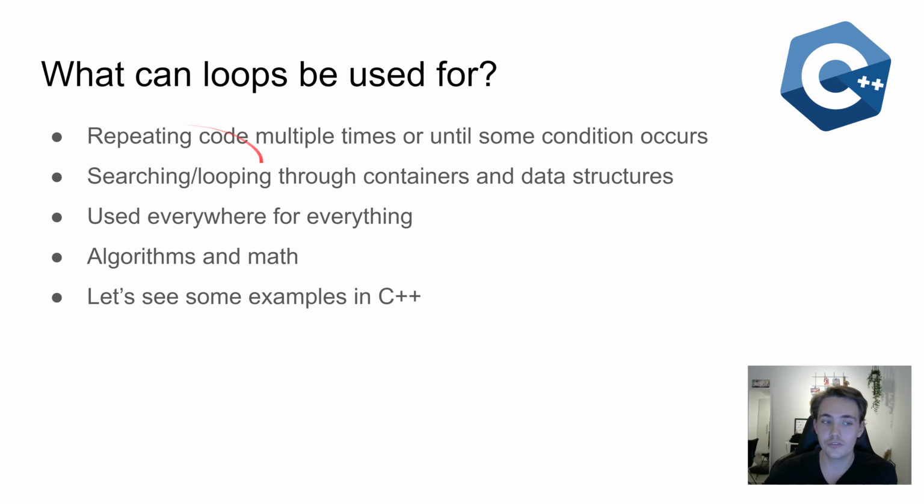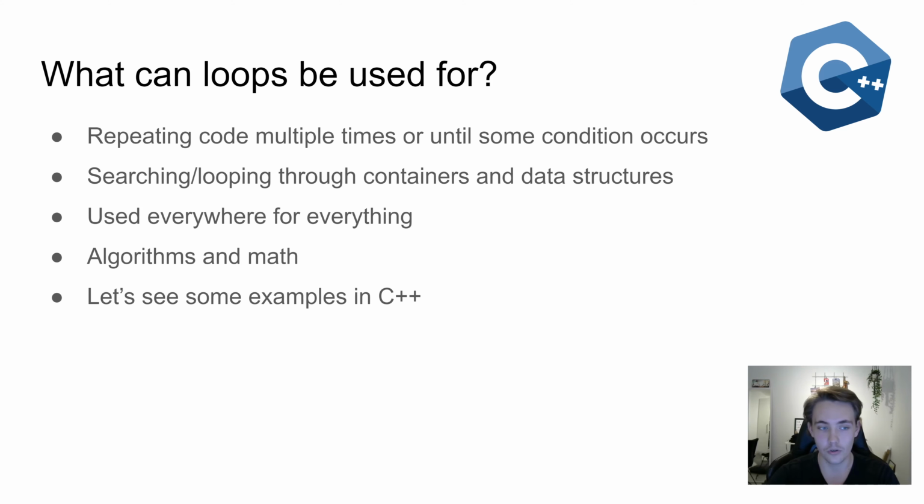We can also use for loops for searching or looping through containers and other data structures. Let's say we have a vector where we have stored some numbers, and we want to search for a number inside that container, or just loop through it. Then we can have a for loop running through all the elements in our container and check if an element is equal to some value that we want to search for. Or we might want to loop through all our values and sum them up to calculate an average, or for some other calculations and applications.